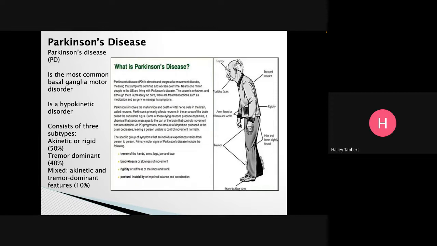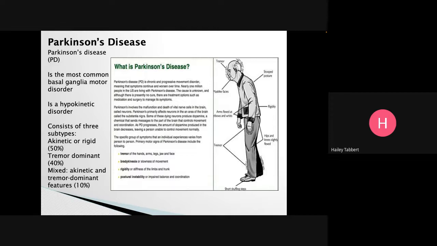So Parkinson's disease is chronic and progressive, meaning that symptoms will continue and worsen over time. Once you're diagnosed with Parkinson's, you cannot revert back to any previous stage. We'll talk about the stages in a couple of slides. Nearly 1 million people in the US currently are living with Parkinson's disease. The cause is unknown and there is no cure, but we do have treatment options like medication and surgery to just help mitigate the symptoms.